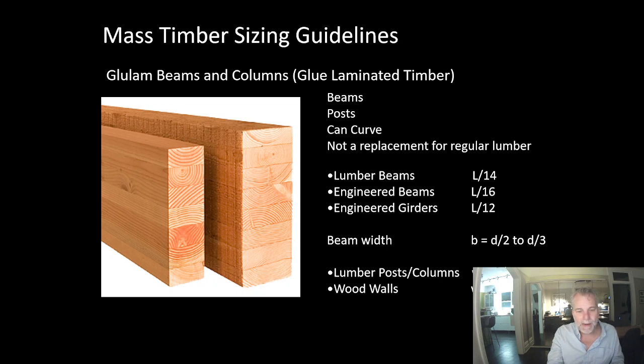So some sizing guidelines: beams L/14, or engineered beams L/16. So solid sawn versus engineered lumber like glulam. Engineered can be a little bit shallower. Posts and columns are similar to sawn lumber, with proportions D/2 to D/3. Typically the width is half to a third of the depth.